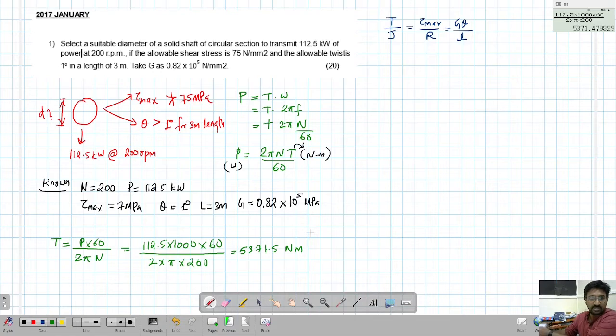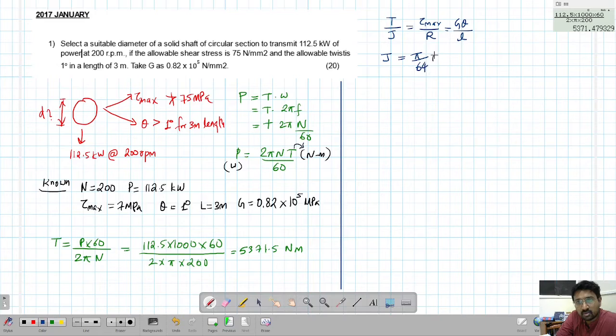Now let's find the value of diameter. We have to use the second equation. Torque is known in this equation, and J we have to find. What is the formula for J? For a solid circular shaft, J is pi by 64 into d to the power 4. Students are expected to recollect this. R is the diameter by 2, which we all know. First we'll consider the first two portions of the equation. Rearranging the terms, T by tau max is equal to J by R.